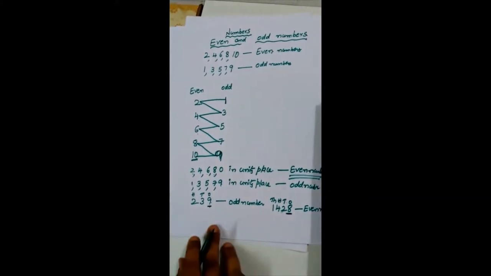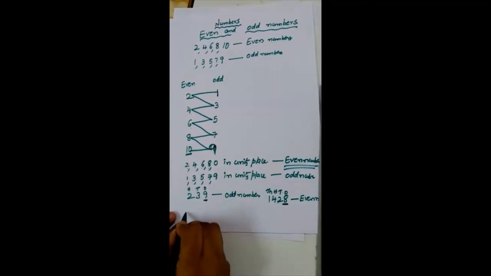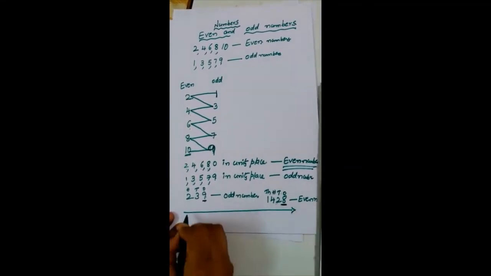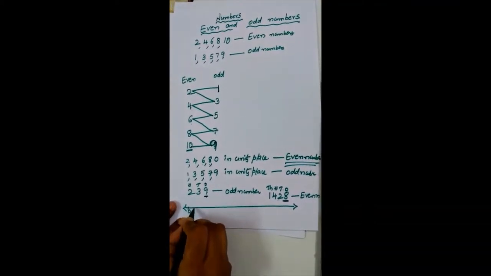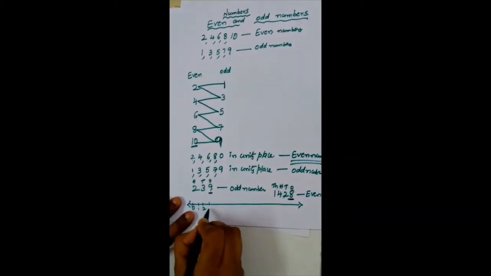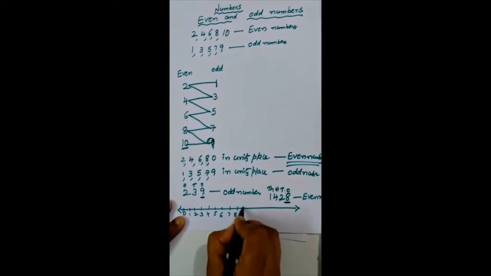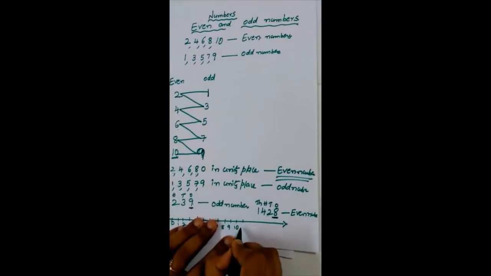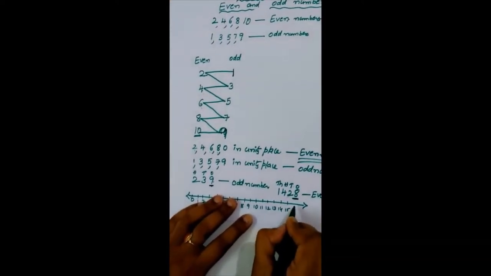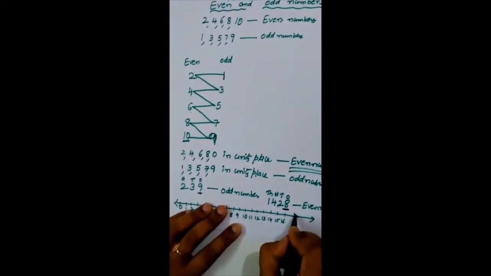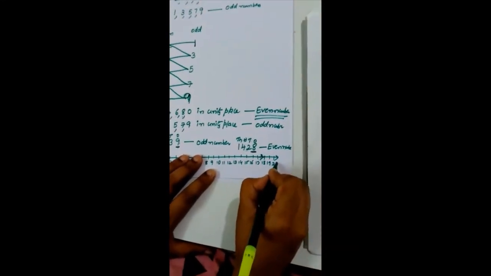Now we can also show the even and odd numbers using the number line. Let us take one number line. On the number line, we can see so many numbers. 0, 1, 2, 3, 4, 5, 6, 7, 8, 9. This is 10, 11, 12, 13, 14, 15, 16, 17, this is 18, 19 and 20.